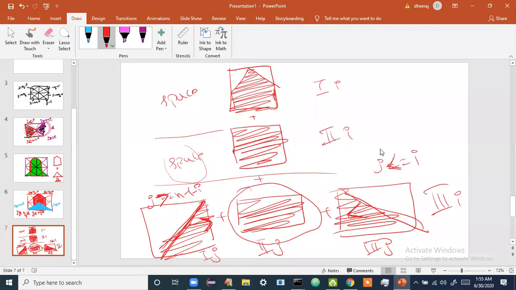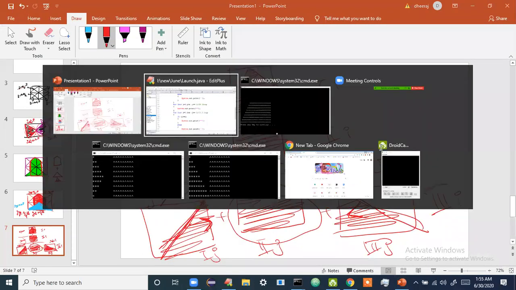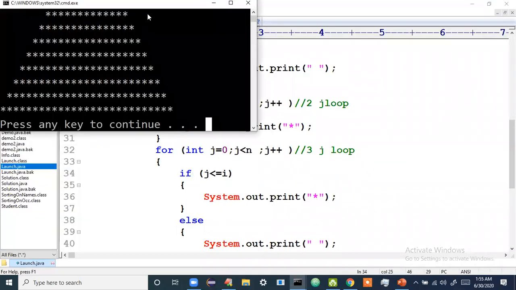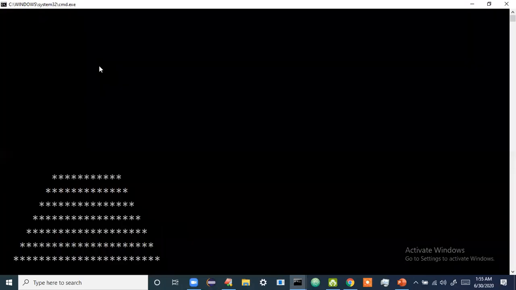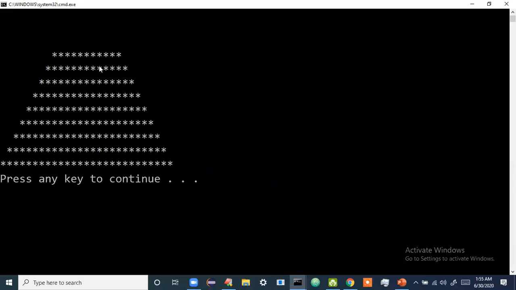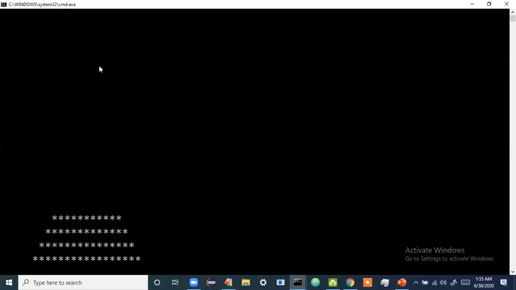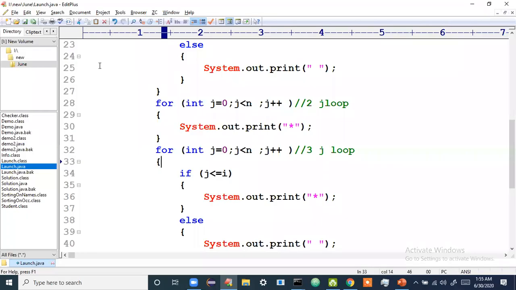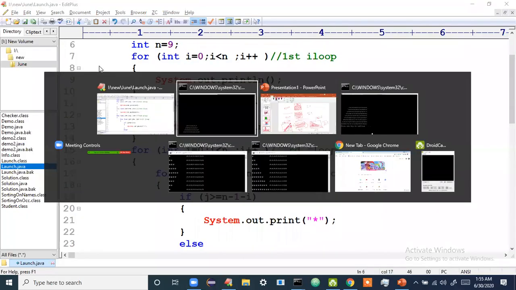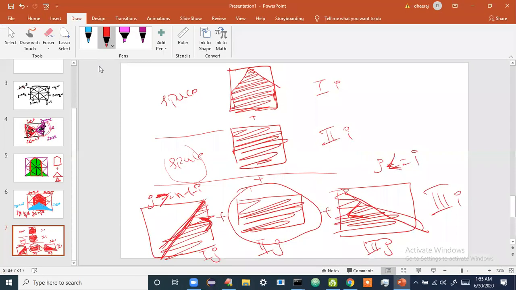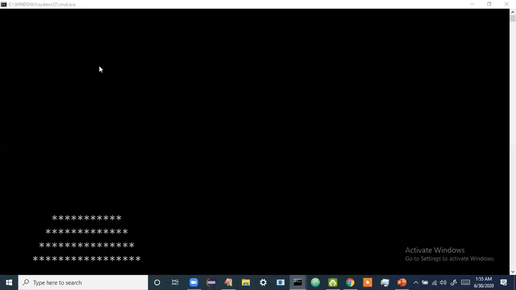So I'll compile. Okay, so I have to execute. So as you can see, we have got this shape, right? We have got that shape. Yes, so I think it is clear for everyone. Now we have to add something else, right? What is that? Here in the second J loop, in the second I loop, see the pattern here. In the second I loop, don't you think I want to print star? Yes.